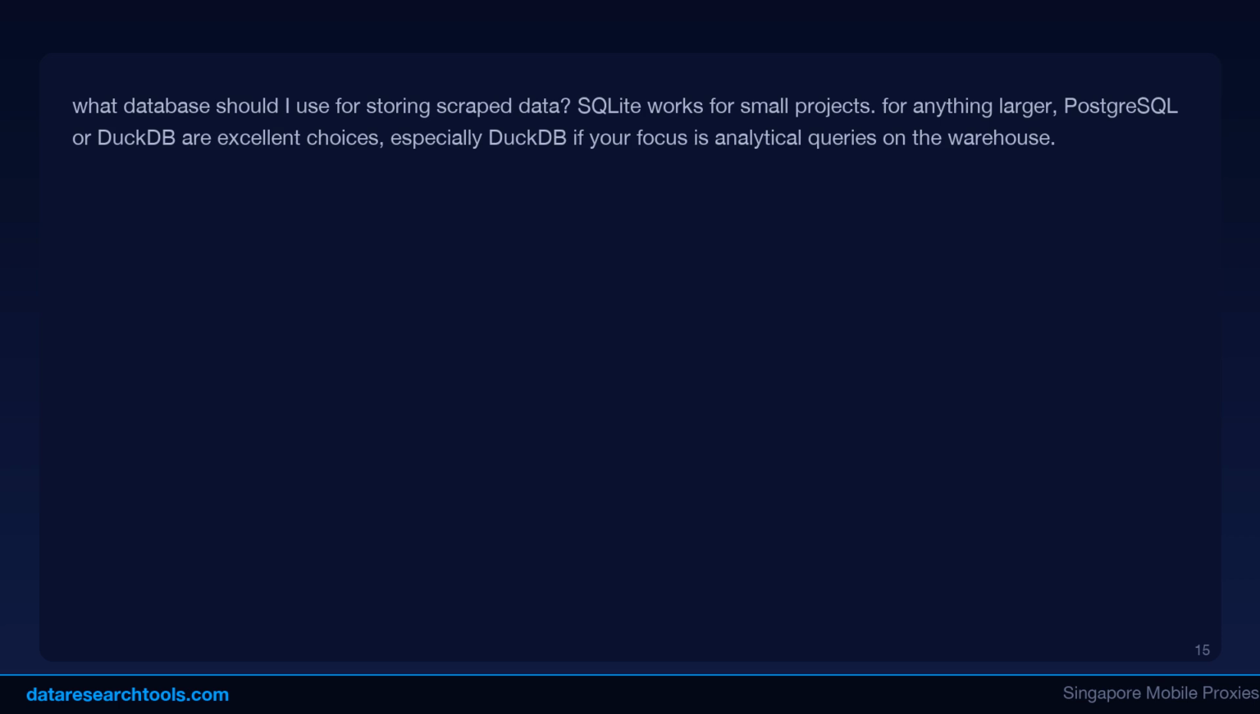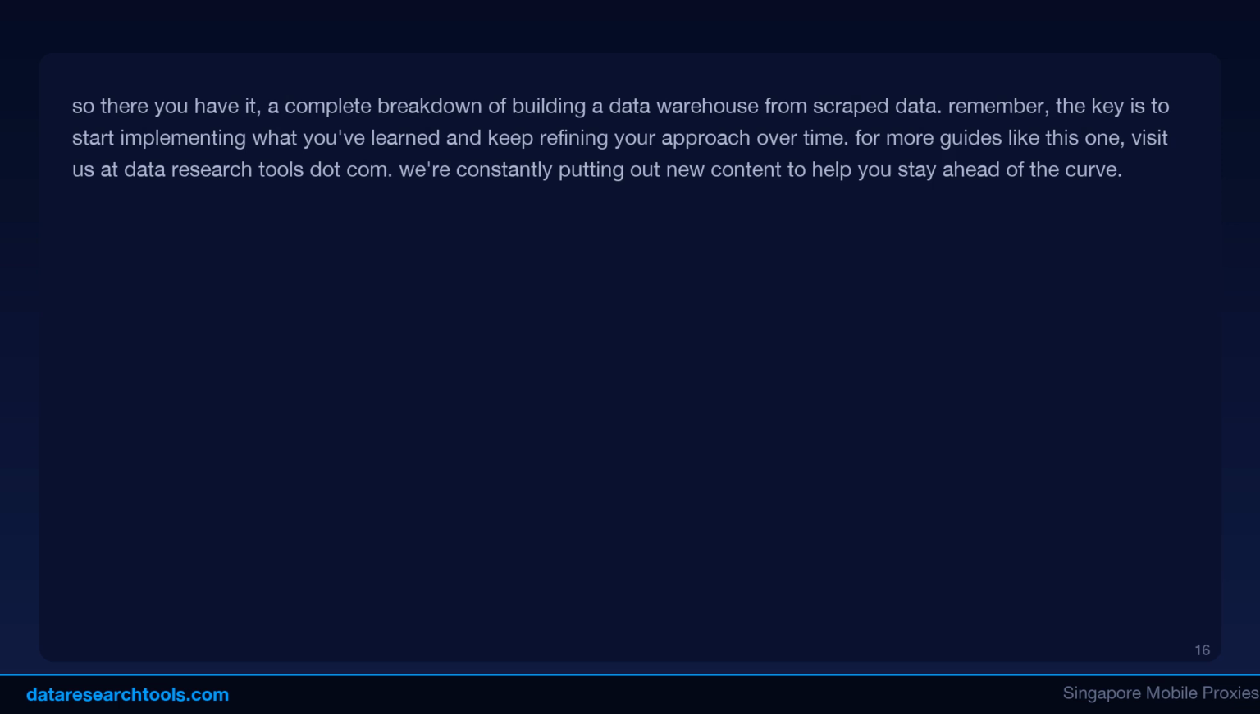Should I store raw HTML in the warehouse? Store raw HTML in cheap object storage like S3, not in the warehouse. Keep only extracted, structured data in the warehouse. Link back to the raw HTML with the URL or object key if you need to reprocess.